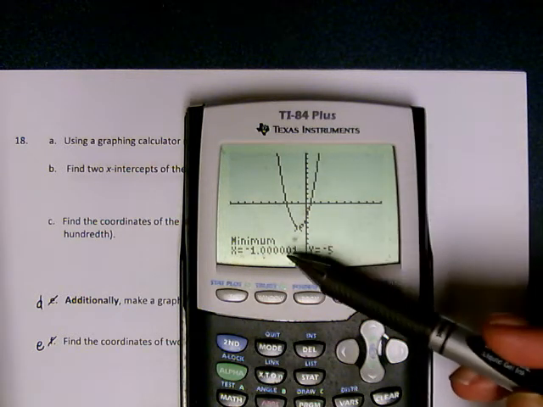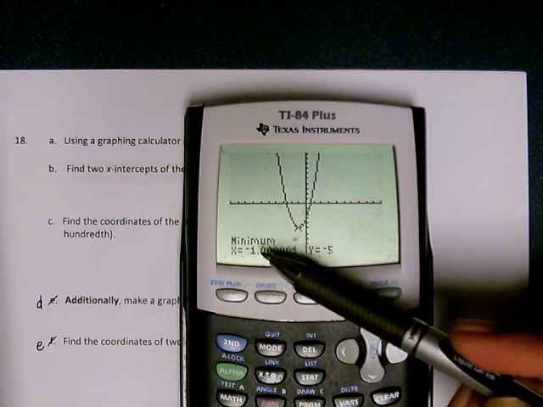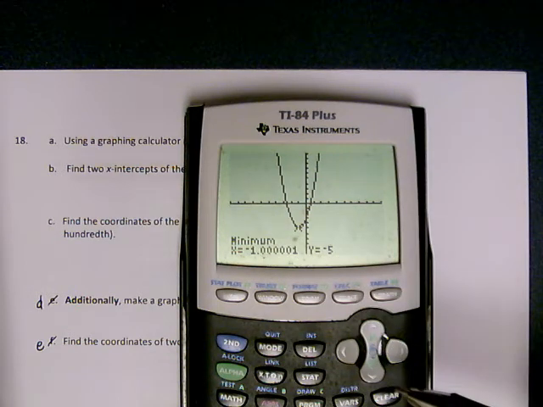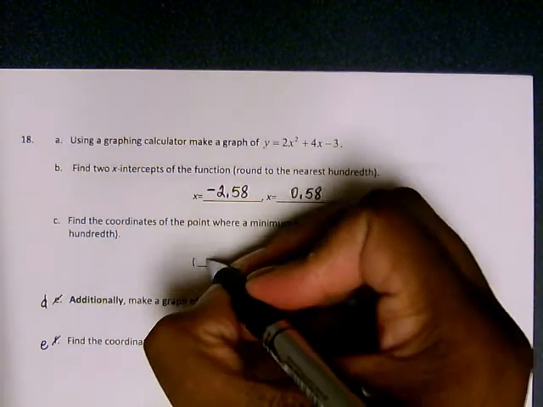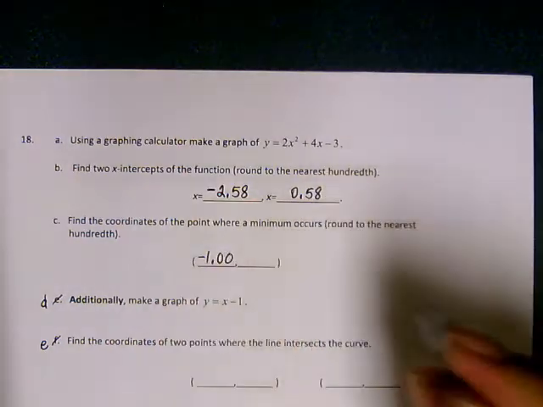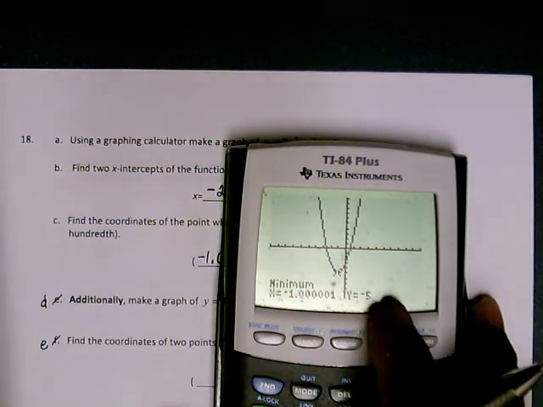And that will be your minimum. And you do have to write down both the x and the y values here. So your x will be, to the nearest hundredth, negative 1.00. And the y, in this case, that's negative 5.